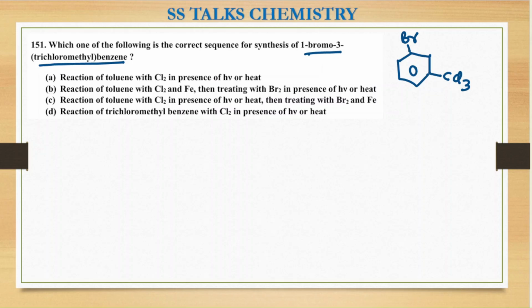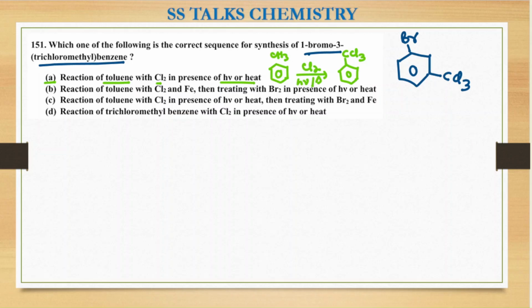From the given options, let us see. The first option says the reaction of toluene with chlorine in the presence of heat or light. If I take this toluene molecule, that is CH3, and treat it with chlorine in the presence of heat or light, that will substitute the hydrogen atoms of the methyl substituent. So you get this particular product. Bromination is not being done, so this is not your correct answer.